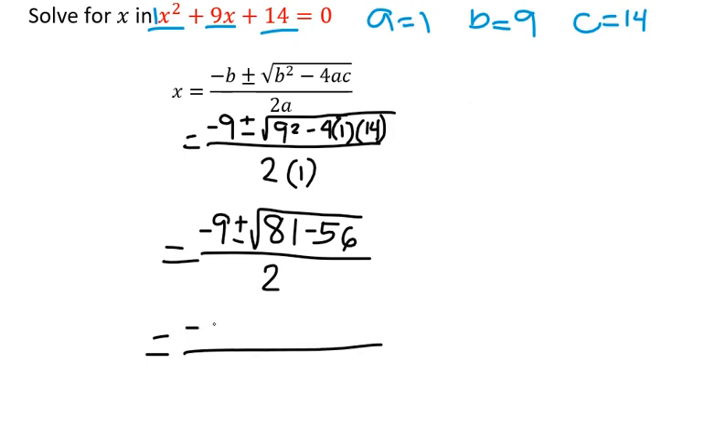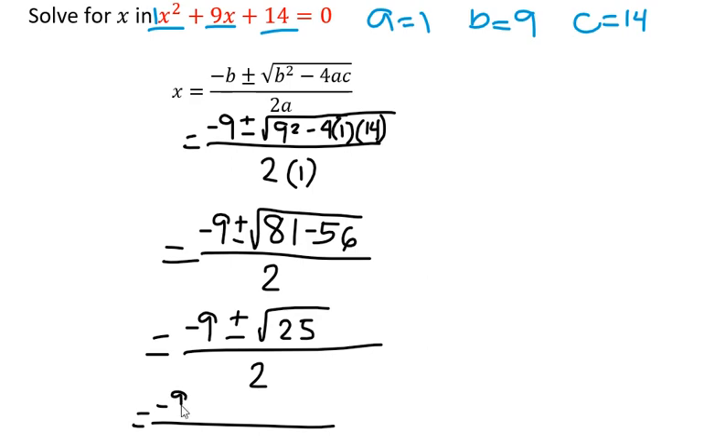So, negative 9 plus minus square root of 81 minus 56. That is 25. Divided by 2. And negative 9 plus minus square root of 25, yan ay 5. Paano ko nakuha yung 5? Ano, 5 square is equal to 25. Square root of 25 ay 5. And that is over 2.